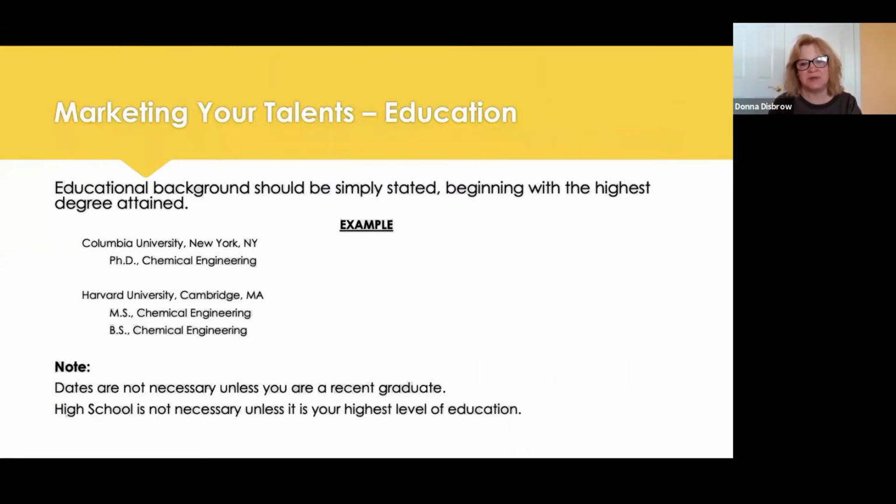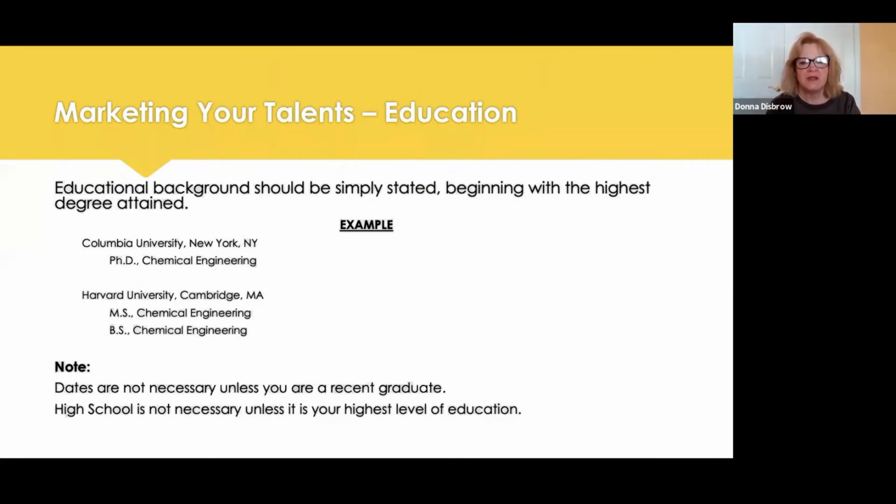Educational background really needs to be simply stated. If you're applying for jobs, you have the background that's necessary. So you just really need to put the place, the university, where it's located, and the degree that you achieved. Dates are not necessary unless you're a recent graduate. One of the reasons is dates pretty much tell people how old you are as well, and it's not necessary to do that. And high school is not necessary unless it's your highest level of education. Students in particular might have high school on there as they begin, but as you move through your career and have advanced degrees, you would drop that off, because it's assumed that you obviously have gone to high school.